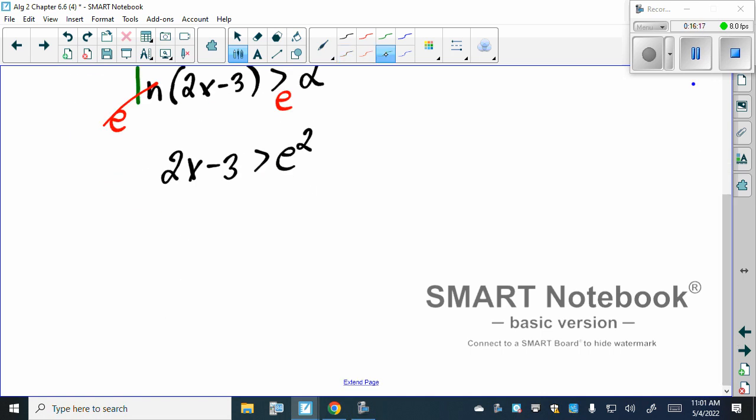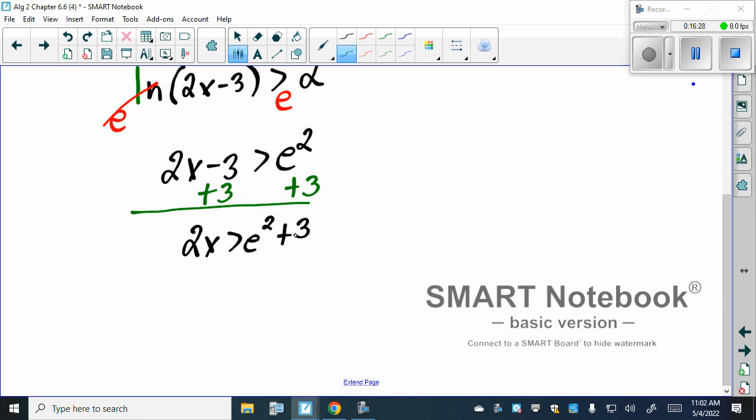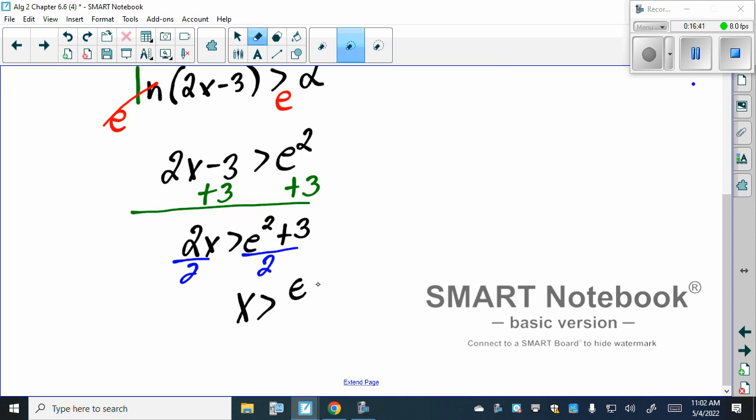What's next? Add 3. And last but not least, divide both sides by 2, and x is greater than e squared. Like how I wrote that, 2 e squared plus 3 all over 2.